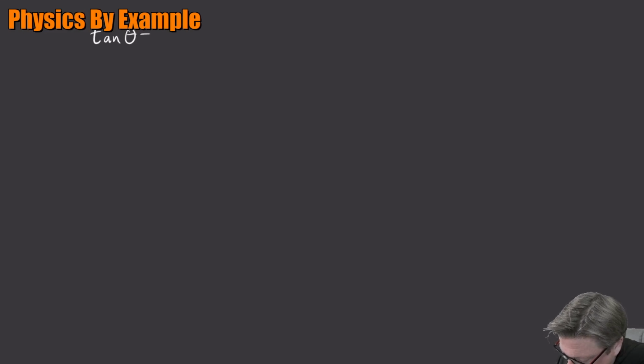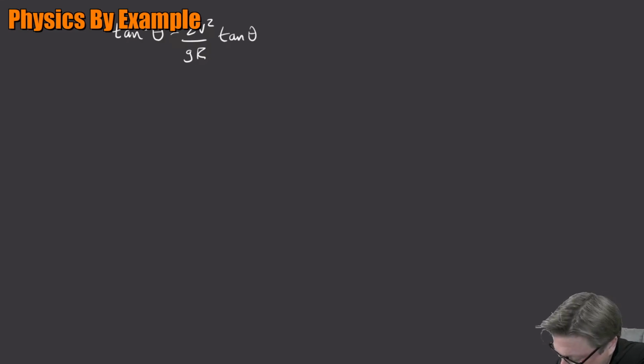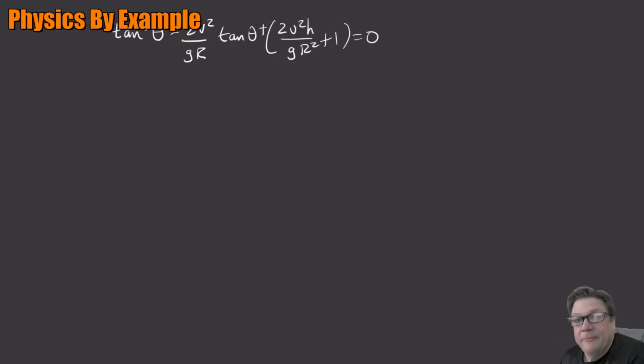Tangent theta is equal to, all right, minus b. Unfortunately, so I can keep track of it, let me write the quadratic again. Tangent squared theta minus 2v squared over gr, tangent theta plus 2v squared h over gr squared plus 1 equals 0. Okay, we're back.